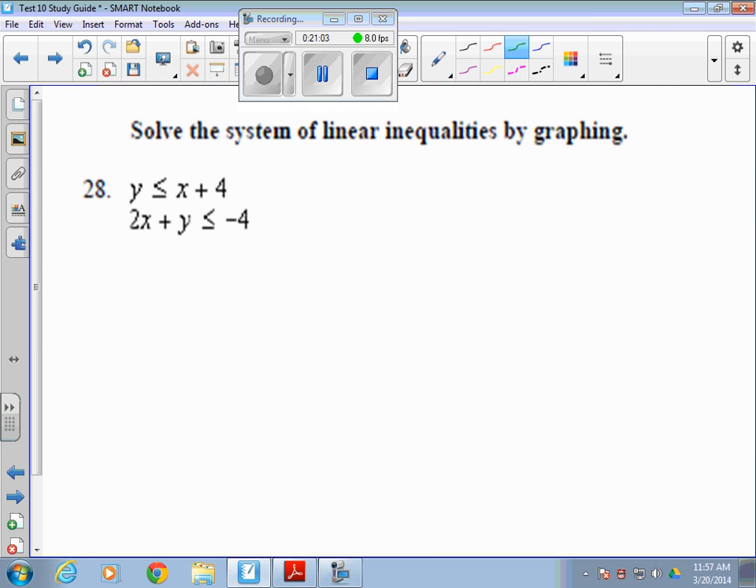And then number 28 says solve this system by graphing. Just graph both of these inequalities. The first one is already y equals mx plus b for you. So it's nice and neat. Your b value is 4. Your m value is 1, which is 1 over 1.